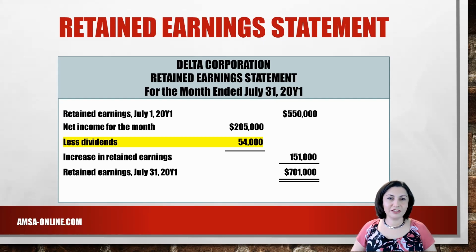Note that dividends are reported in the retained earnings statement rather than the income statement. This is because dividends are not an expense, but instead are a distribution of net income to stockholders.